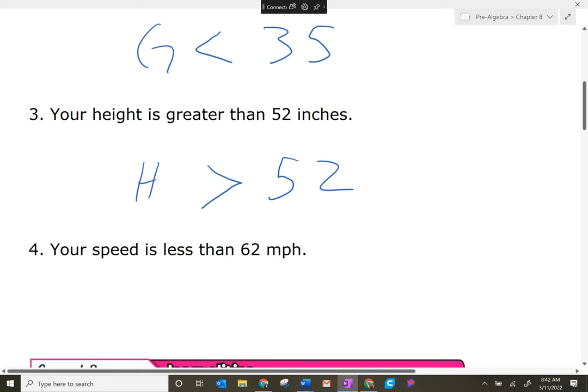Love it. Perfect. You guys got this. Again, speed. Most of you used an S. Less than 62. Perfect. I'm happy with it.